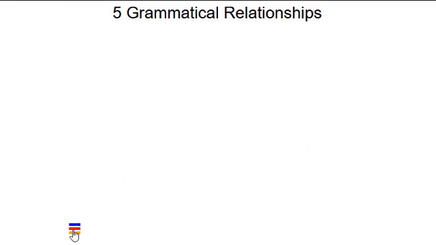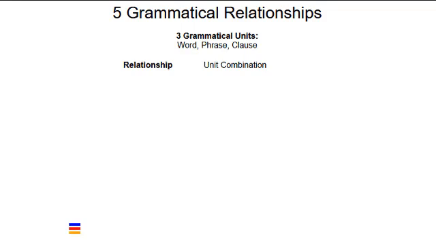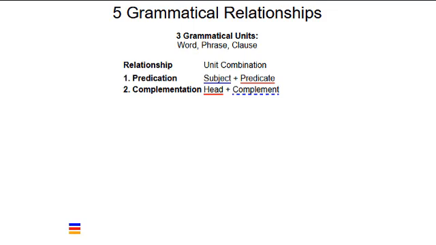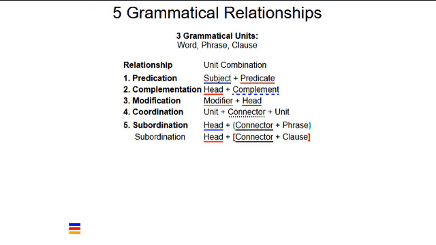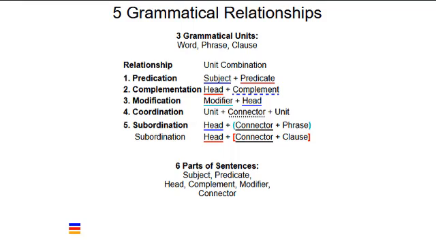There are 5 types of grammatical relationships. They occur between 3 types of units: words, phrases, and clauses. The 5 relationships are predication, complementation, modification, coordination, and subordination. We classify the units as parts of sentences based on which relationships they form. There are 6 parts of sentences: subject, predicate, head, complement, modifier, and connector.